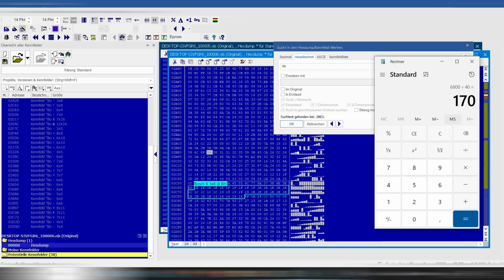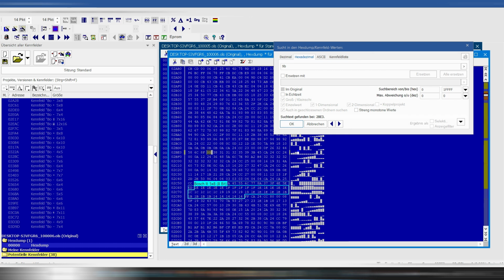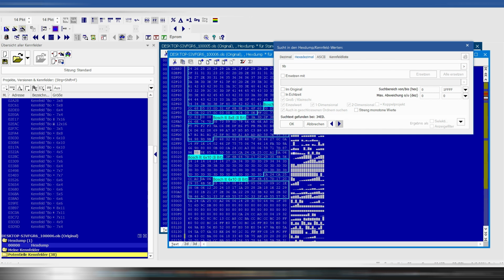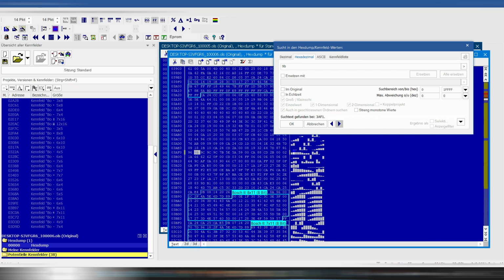6800 divided by 40 is 170 in decimal, which would be the hex value AA. But at the moment, we're just looking for 9B, assuming the 9B is the actual factor or number value that the ECU is using, which means a 6200 RPM rev limit. Now we can go through and search here and see, okay, there's many times 9B pops up.